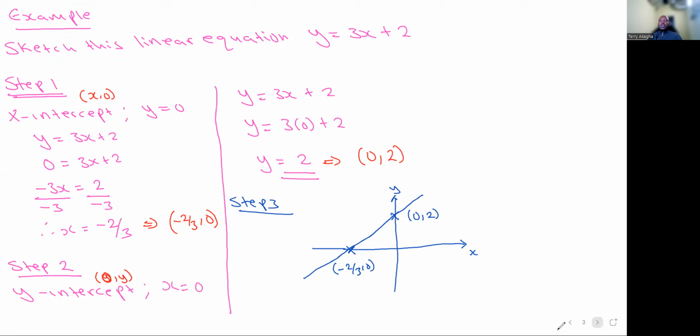Okay, so we're going to move to the next one. How do we now sketch a quadratic equation graph? And that is very, very important.